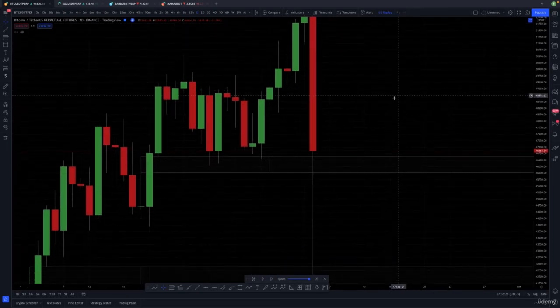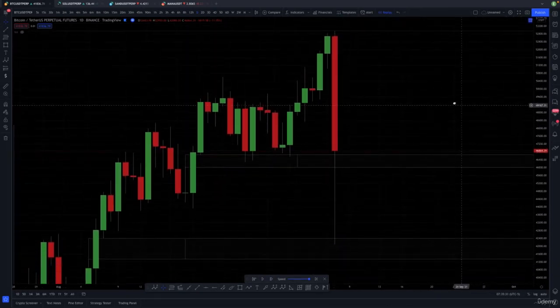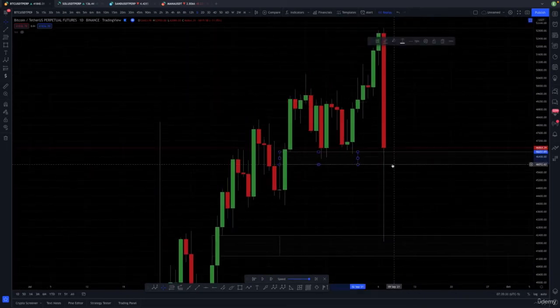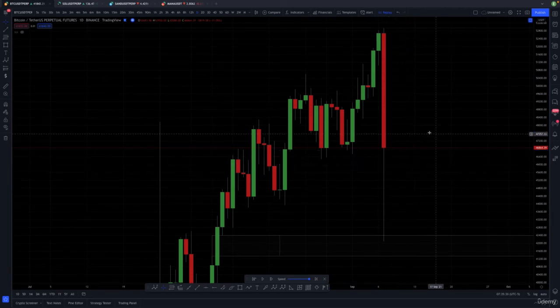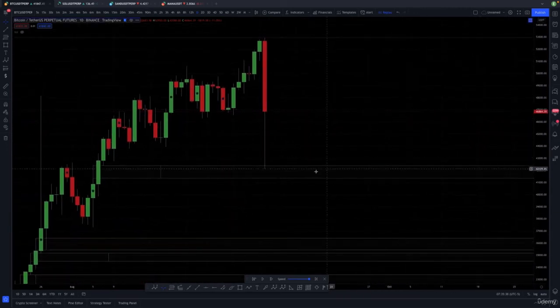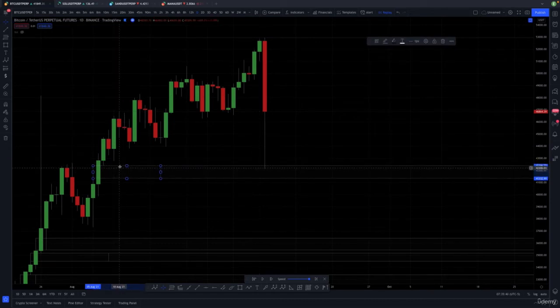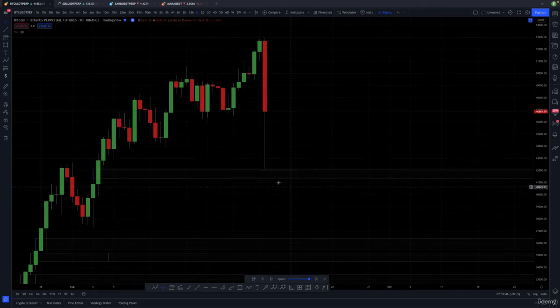There you go. The price dropped down, came back down, filled this imbalance, right? I'll just delete it, and also filled this partially. So I will just move this area to the end of this wick. So this is still remaining.